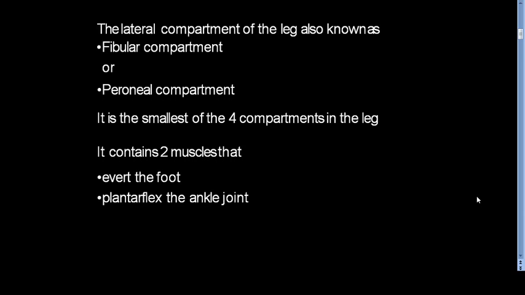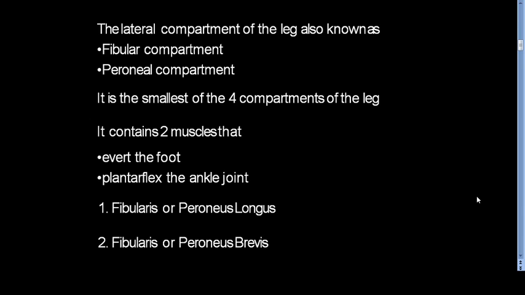As I've already mentioned while talking of the peroneal compartment, they are the peroneus longus and brevis. The function of these muscles is to evert the foot and cause plantar flexion of the ankle joint. So these are basically the crux of the lateral compartment, right?